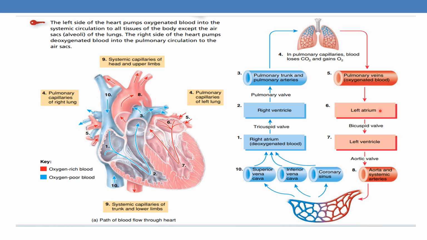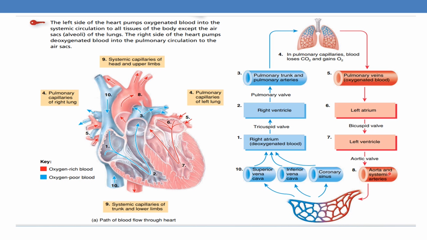And from the left atrium, the oxygenated blood flows into the left ventricle through the bicuspid valve. It is also called the mitral valve. Remember LM, and for the right side, it is RTC. So from the left atrium, through the bicuspid valve, it flows into the left ventricle. And from the left ventricle, it flows into the aorta through the aortic valve.